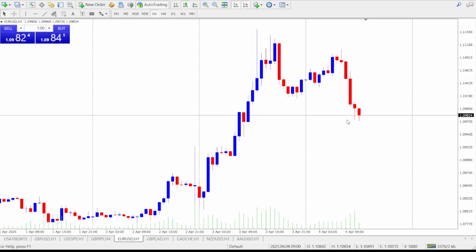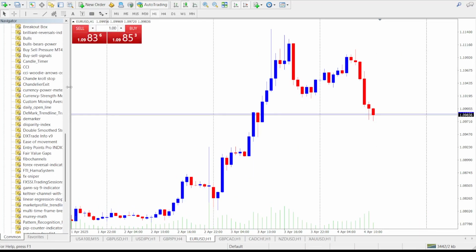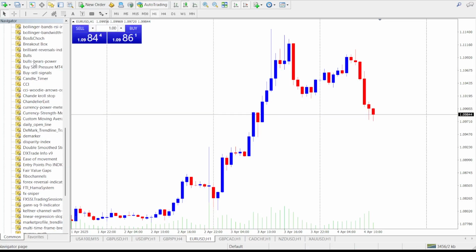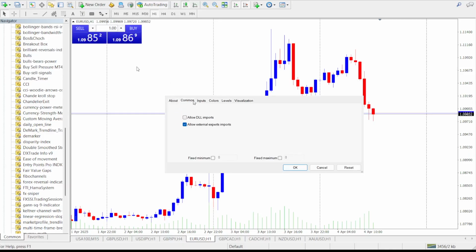In this particular tutorial, we are going to be diving deep into the bulls and bears power indicator for MT4. If you have been struggling to spot the overall trend, or you want to know when to enter or exit your trades, then this indicator could be a game changer for you. I'm just going to add the indicator to the chart right now, the bulls and bears power indicator.